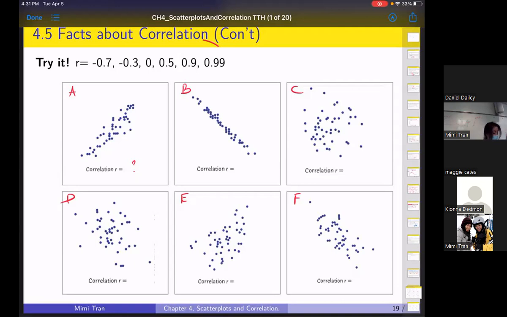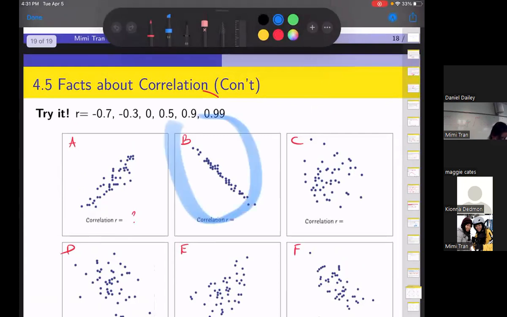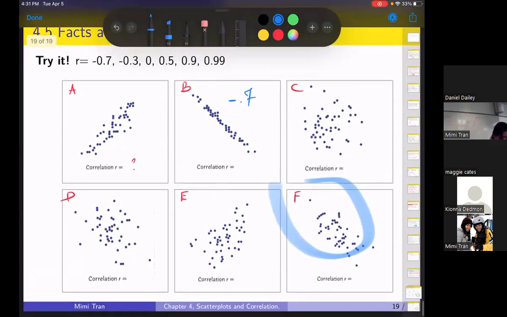All right, so let me do the negative ones first. Which ones look negative to you? Yeah, B and F, right? So I have negative 0.7 and negative 0.3. So B should be negative 0.7, and then F should be negative 0.3. So it's less steep, right? It's less strong, yes, and more scattered.